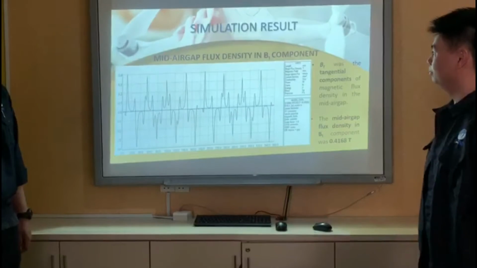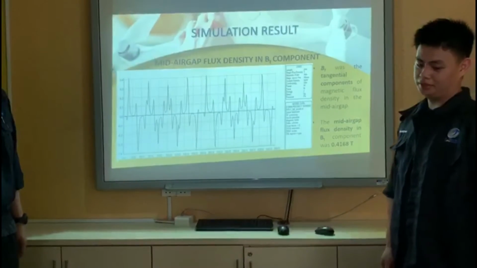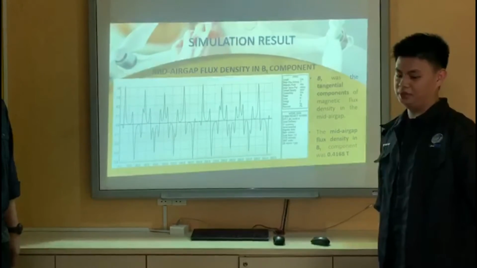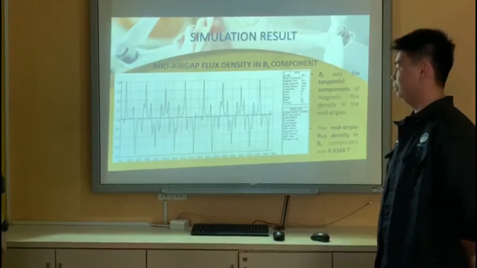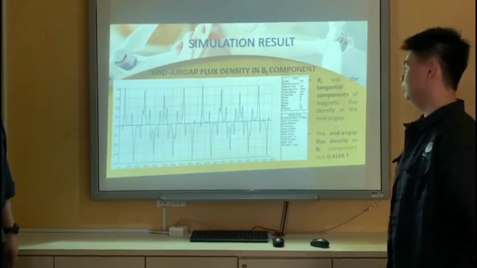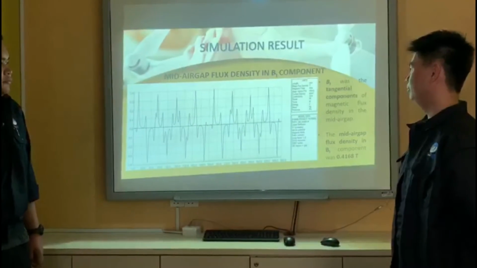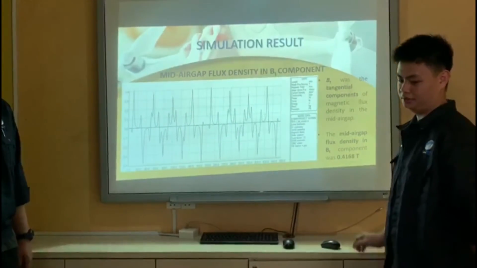Then move on to the magnetic flux density in the Bt component. The Bt means the tangential component of the magnetic flux, and it shows that the maximum flux density is 0.4 Tesla.